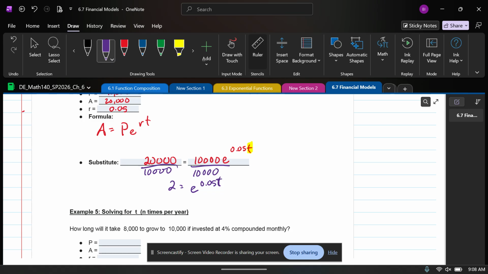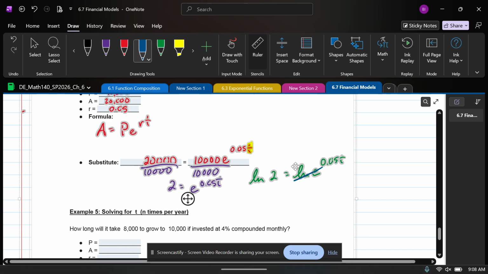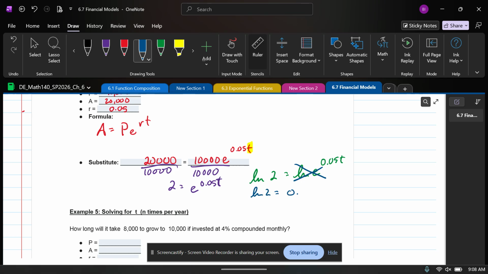Now, how do I solve that equation? I want to get rid of the exponential. So the base of the exponential is what? E. So what logarithm gets rid of a base E? Natural log. So I'm going to take the natural log of both sides. Natural log of 2, natural log of E to the 0.05t. On the right-hand side, that natural log of E cancels out. And so all I'm left with is a natural log of 2 equals 0.05t.